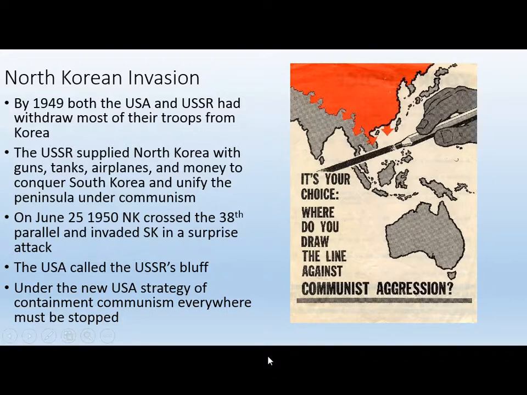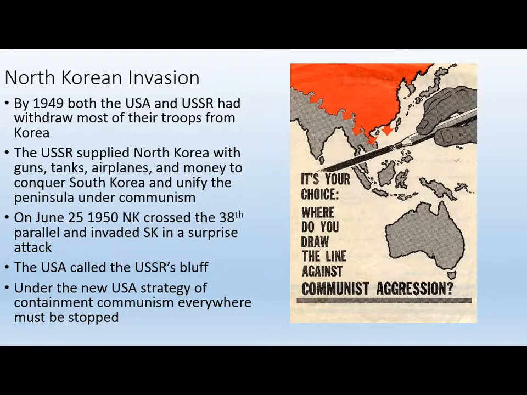So by 1949, both the United States of America and the Soviet Union had withdrawn most of their soldiers from the Korean Peninsula. But both countries have established North Korea and South Korea, respectively, as client states. North Korea does what the Soviet Union says, South Korea does what the United States of America says. In exchange, the Soviet Union is going to be supplying North Korea with guns, tanks, airplanes, money, all kinds of wonderful things. The United States is going to be doing the exact same thing for South Korea. North Korea's ultimate goal, just like South Korea's ultimate goal, is to reunite the peninsula under one Korea.